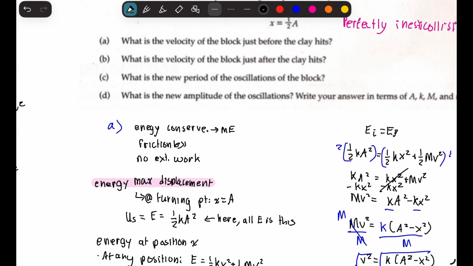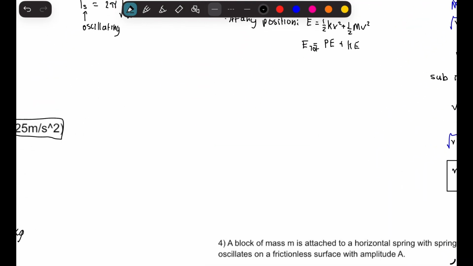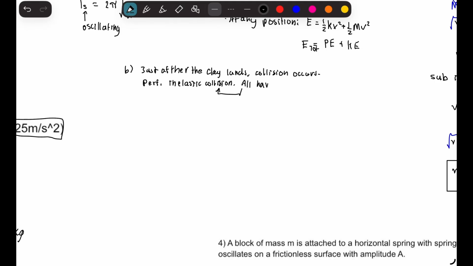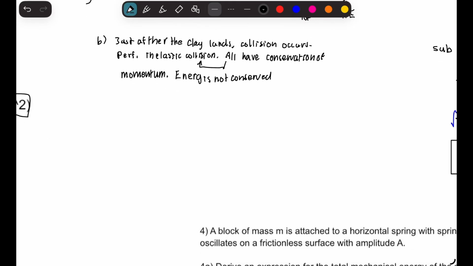Now, what is the velocity of the block just after the clay hits? Just after, that's when your collision occurs. And that is going to be your perfectly inelastic collision. So during all collisions, you have the idea of conservation of momentum. So energy is not conserved here, but momentum is. So that's something that can occur. They don't always have to be hand in hand.